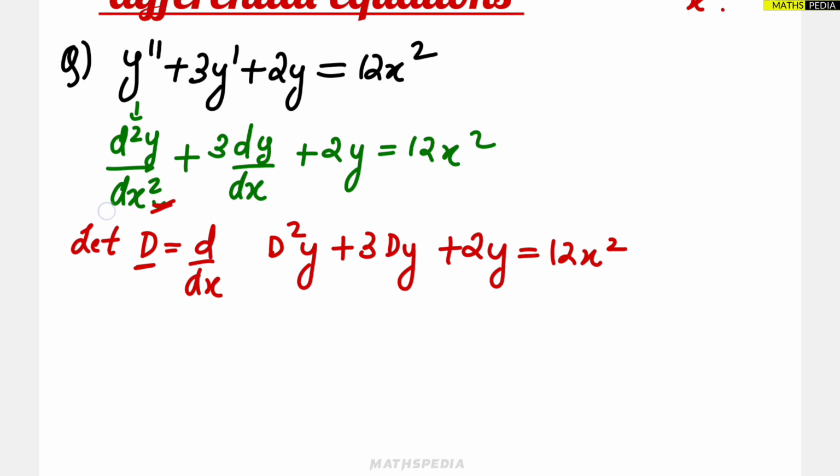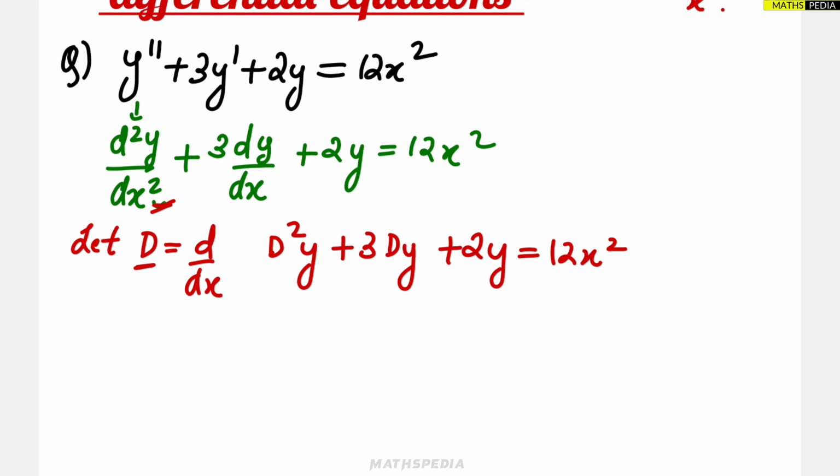So what I have done here, d square by dx square is nothing but double of this, square of that, so it will become D square. So y is as it is, here also y as it is. This dy by dx is nothing but capital D, so 3 dy. Then 2y will remain as it is. The RHS part is also the same as that.